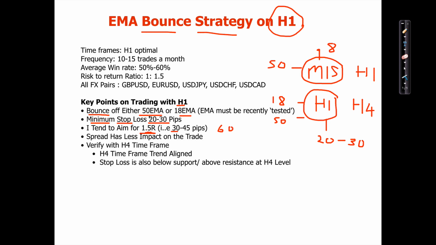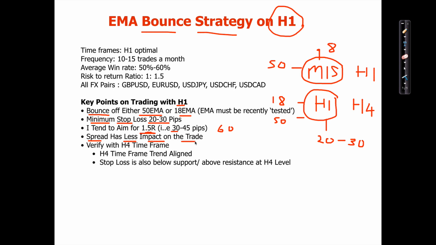Next thing, the good thing about H1 and higher time frames is that the spread has less impact on the trade. When you trade on a 15-minute time frame or less, you have to trade with very tight spreads, like maximum 1 pip spread, and you have to use only certain brokers that can do that. But I know some of you in the US or in Canada, your brokers may have wider spreads of 2 or 3 pips.